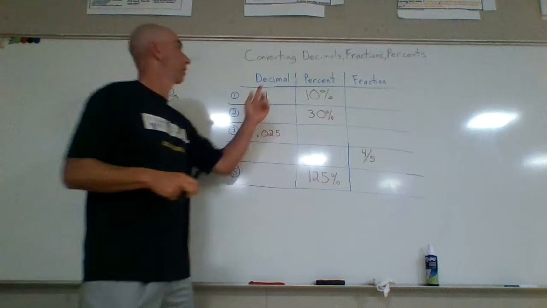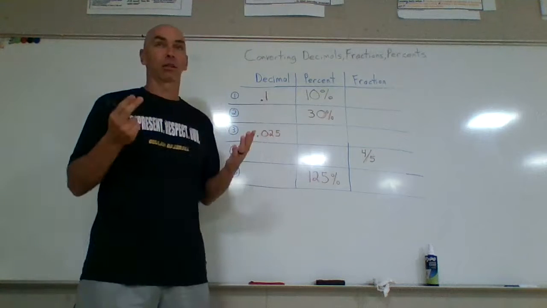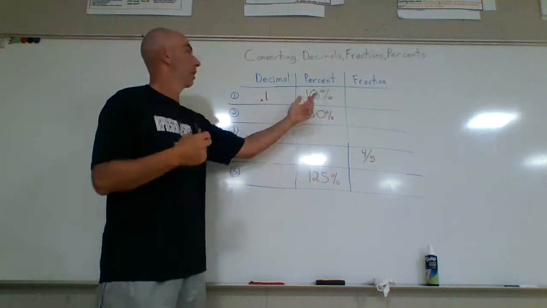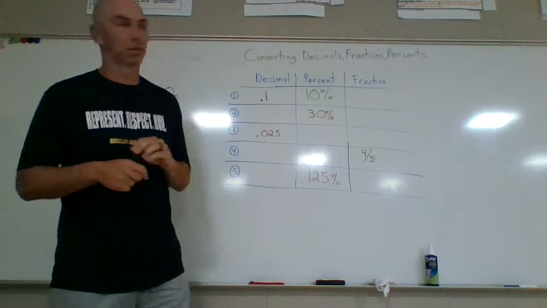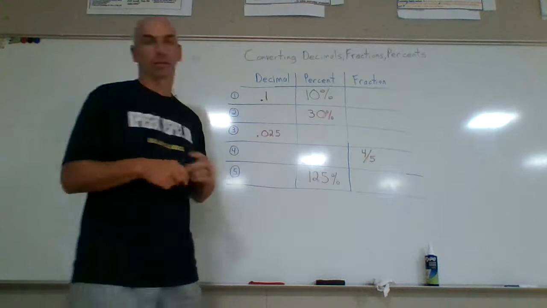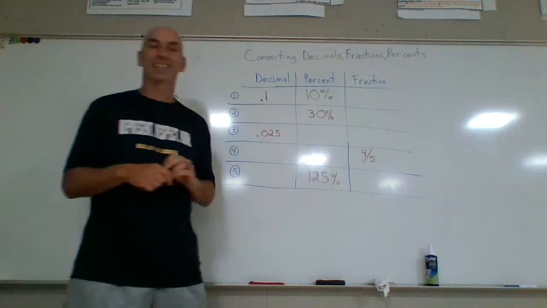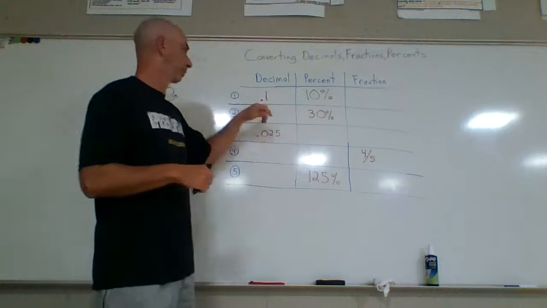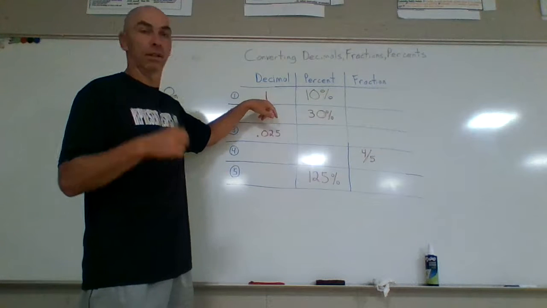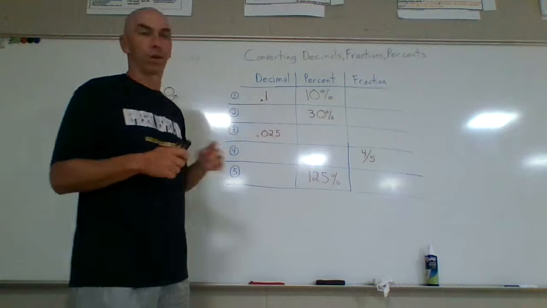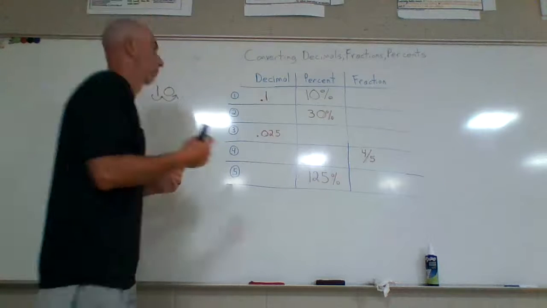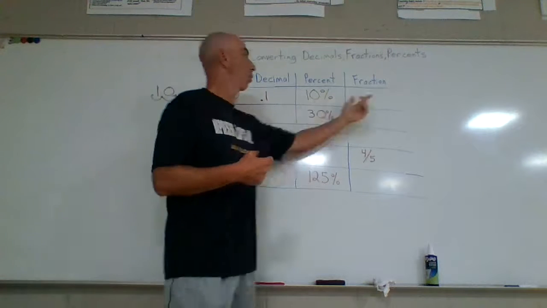Always know the correlation of the decimal and the percent: the percent's always going to be higher. That's 10, that's 0.1. The percent's always going to be higher. So 1/10 or 0.1. Now, here's how we get it into fraction form.